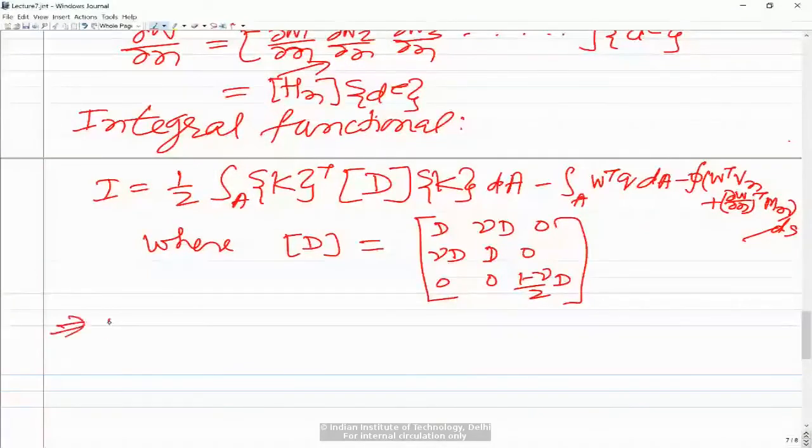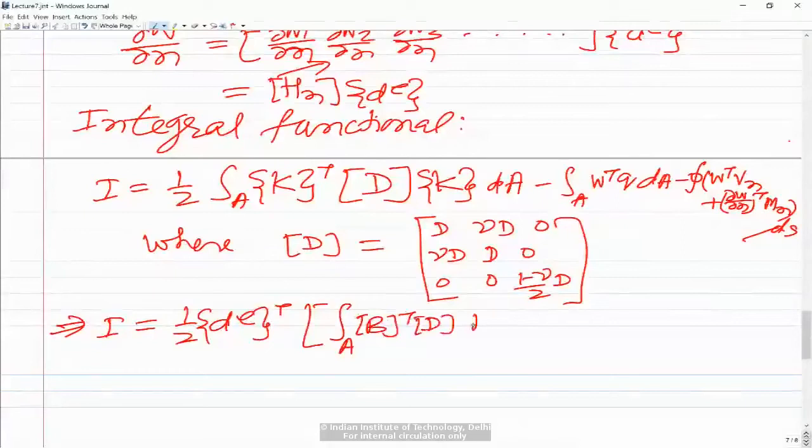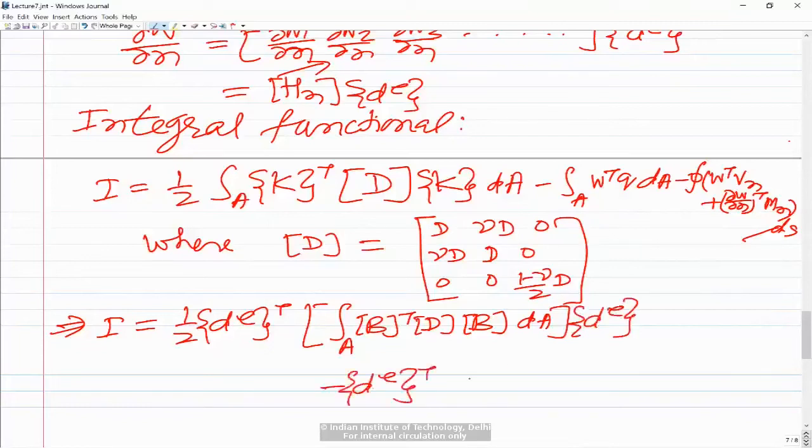Now with this you can say I will be equal to, kappa is equal to B into d. So kappa transpose would be d transpose into B transpose. So you can write half, d you can take out of the integration sign. So we'll have d transpose, and then a matrix which is in terms of integral over A, we will have B transpose into matrix D into B into dA into d, minus, so minus we will have d transpose, integration over area, W is equal to H into d.